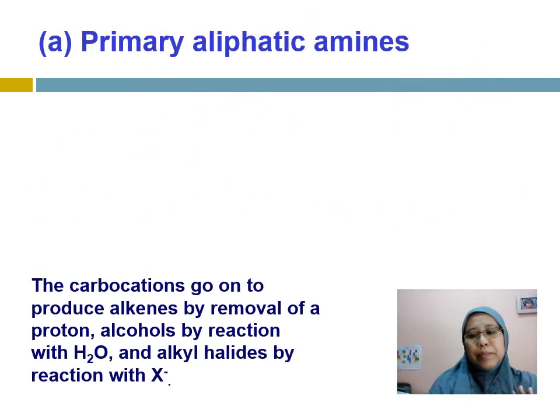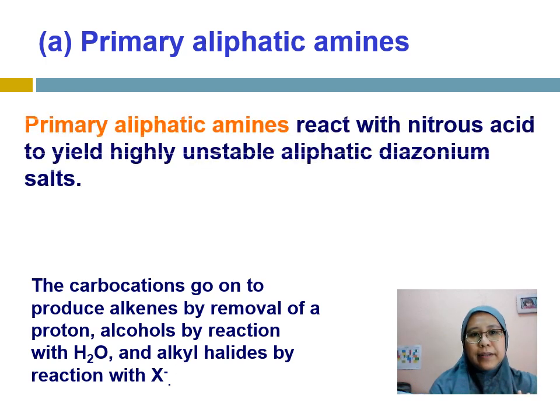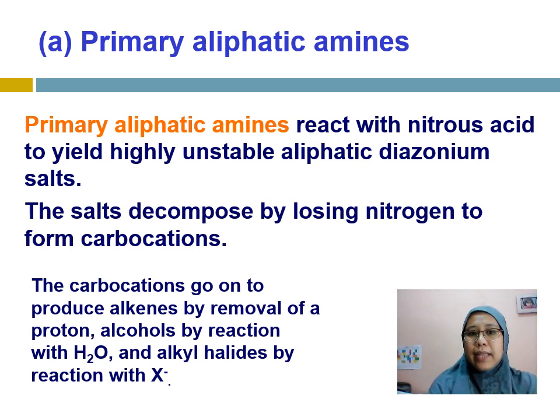So we have to go one by one for every class of amine. Primary aliphatic amine will produce firstly an unstable aliphatic diazonium salt, and then the salt will decompose. It will lose its nitrogen. It will form a carbocation. Once it forms a carbocation, it can form an alkene, a haloalkane, or an alcohol.